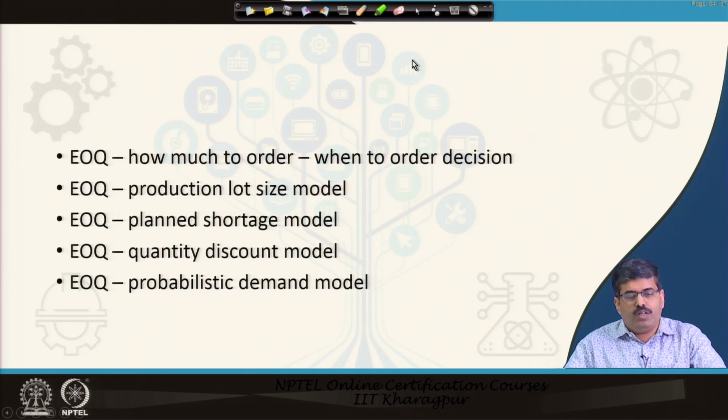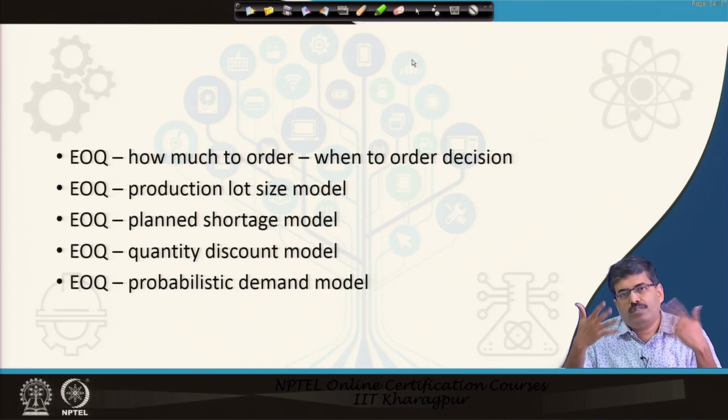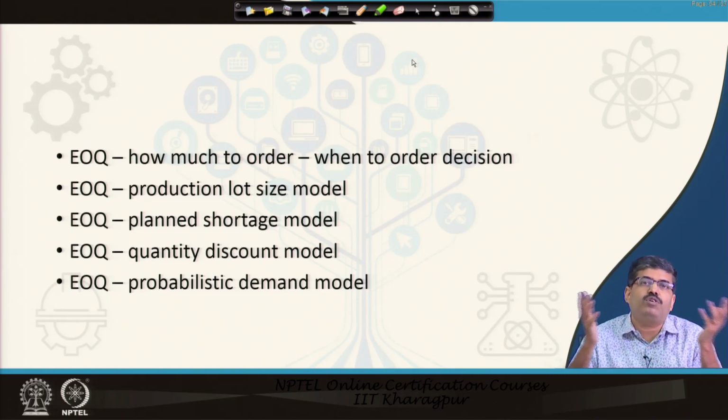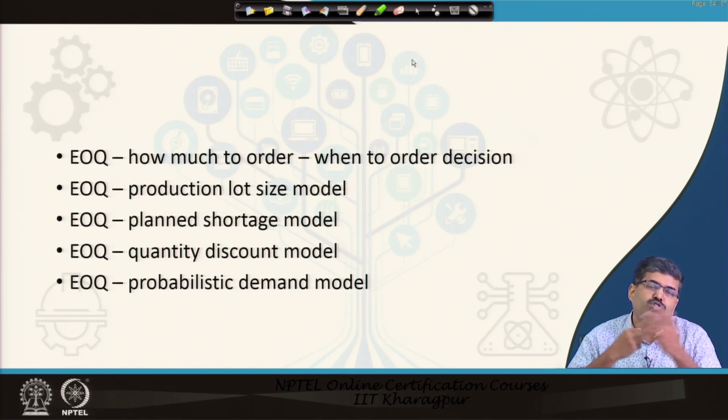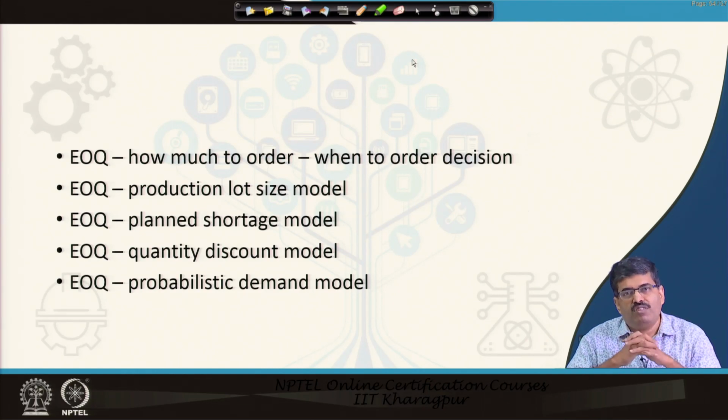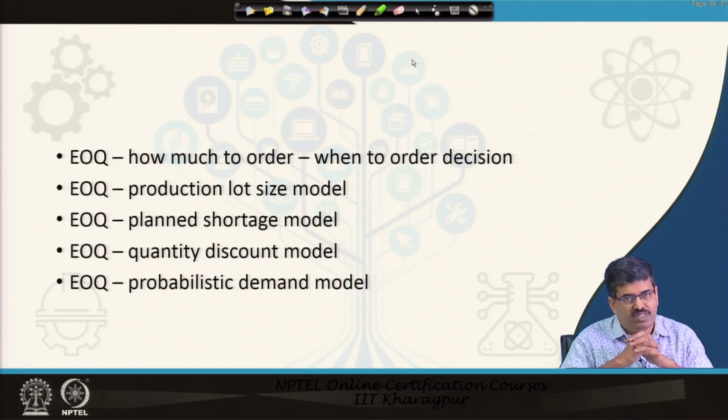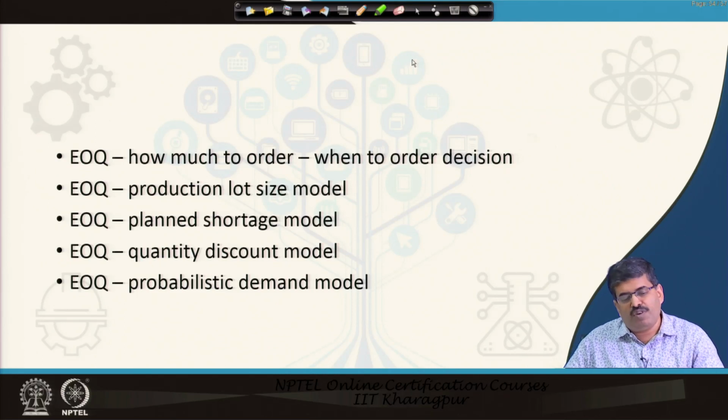Now, EOQ or economic order quantity has different models: production lot size, planned shortage, quantity discount. You order more, we will give you more discount. Very simple. We buy from shops, buy 2 get 1 free. What is that? Discount, right? Same thing from warehouses also. You store more, the warehouse leasing company will charge less per square foot, per square meter of space. So, these are different models.